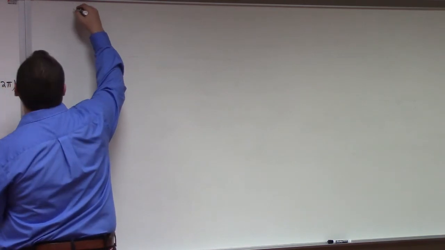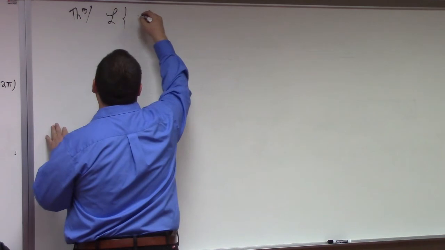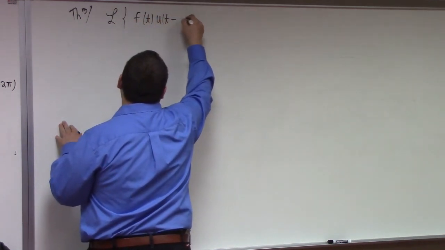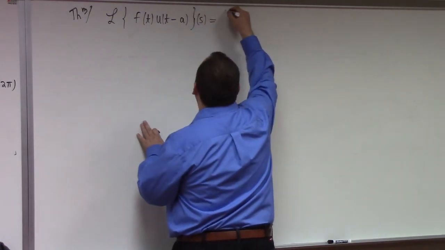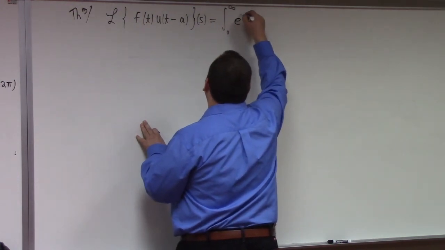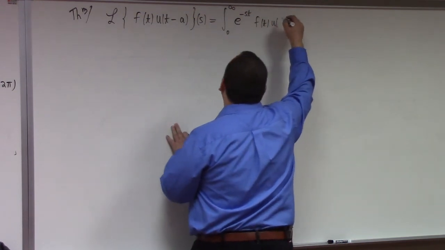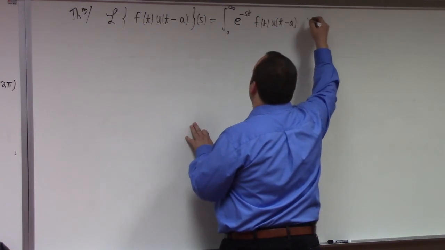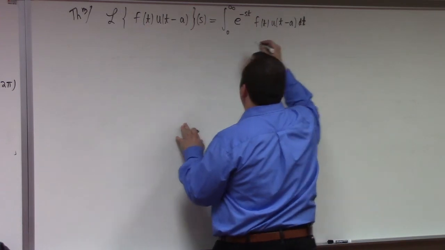That's abstraction. So the theorem, and we'll discover it as we calculate it here. What happens if we take the Laplace transform of f of t times u of t minus a? By definition, that is the integral from 0 to infinity of e to the minus st, f of t, u of t minus a. And of course, we're assuming that f is well behaved. It's got to be of exponential order alpha and so forth.